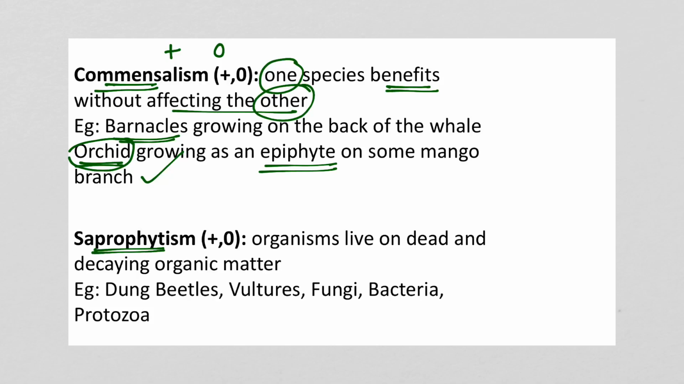Next one is saprophytism, where one organism is again positively affected, another one is not affected. Organisms which live on dead and decaying organic matter, like the vultures, fungi, bacteria, protozoa, etc.